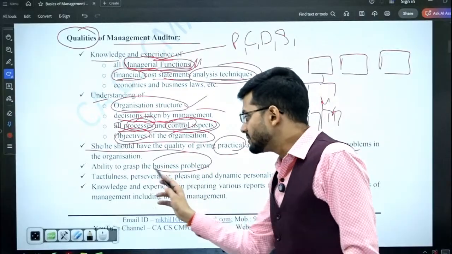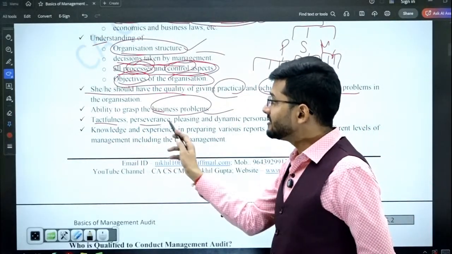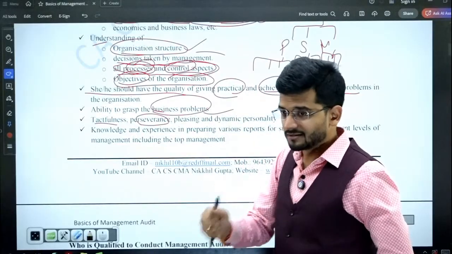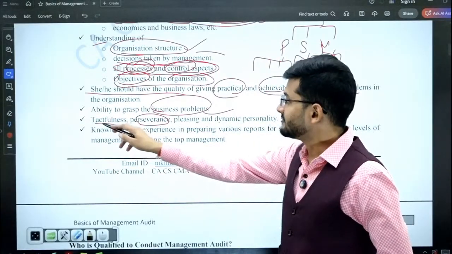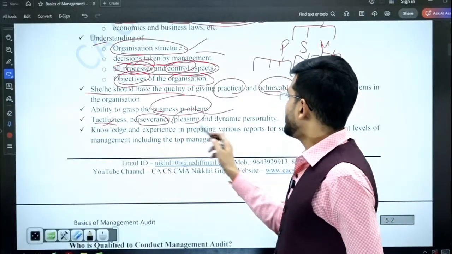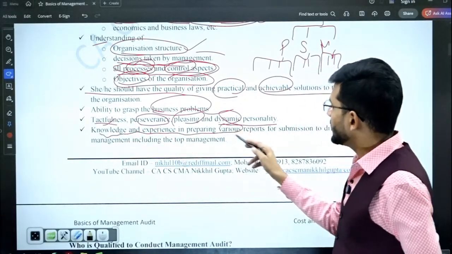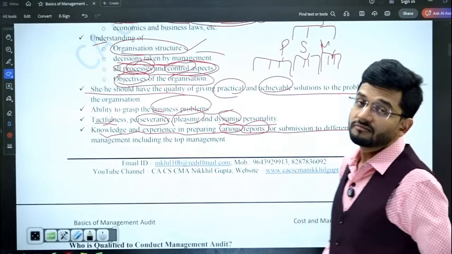Ability to grasp the business problems: you should have an understanding of business problems. Tactfulness, okay, and perseverance, which means a don't-quit attitude. Tactfulness means you should be able to think smart. A pleasing and dynamic personality is required of a management auditor. Knowledge and experience in preparing various reports for submission to different levels of management.